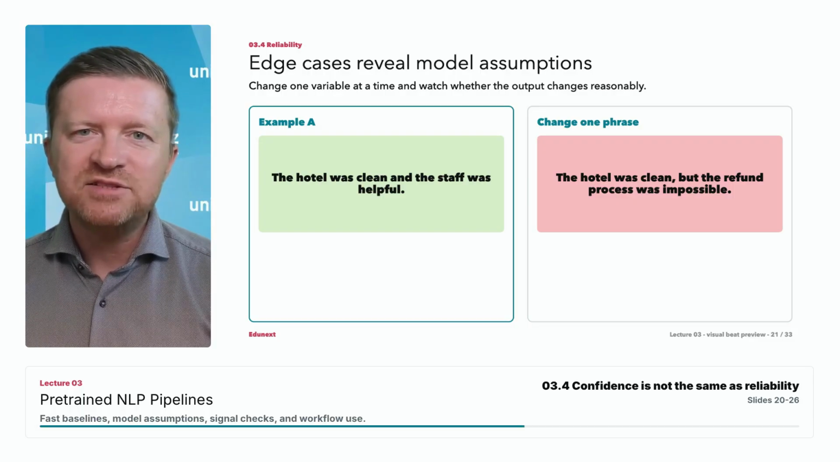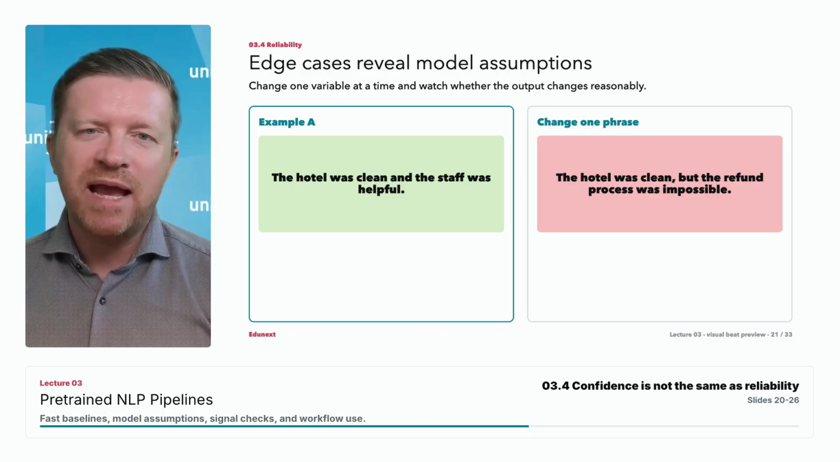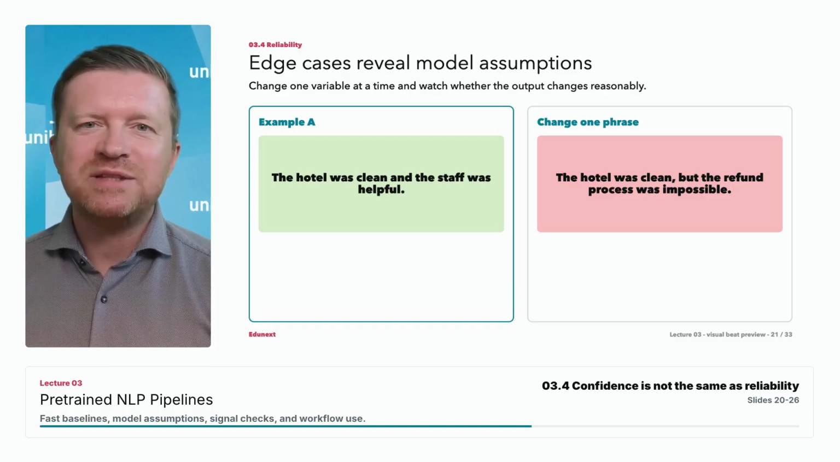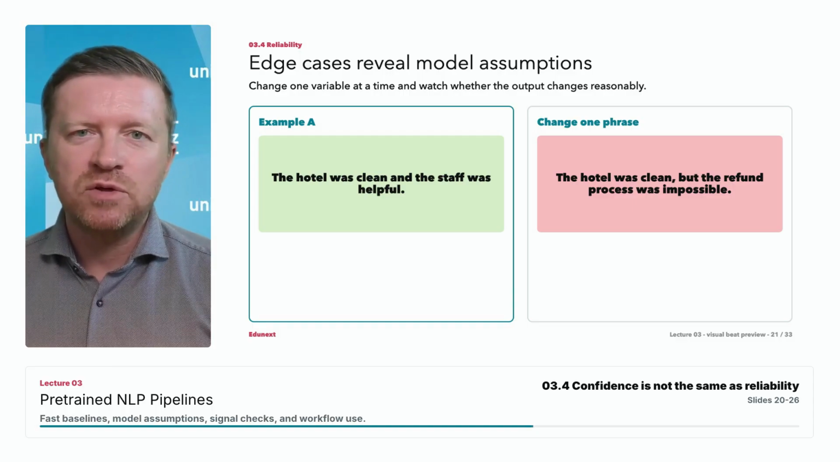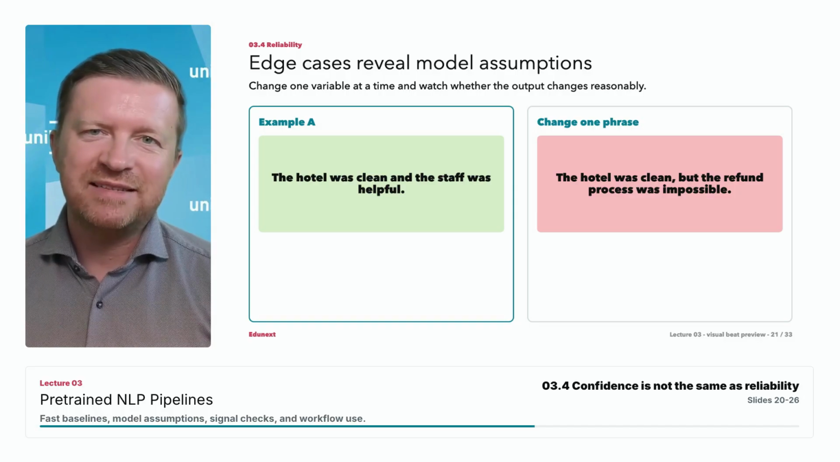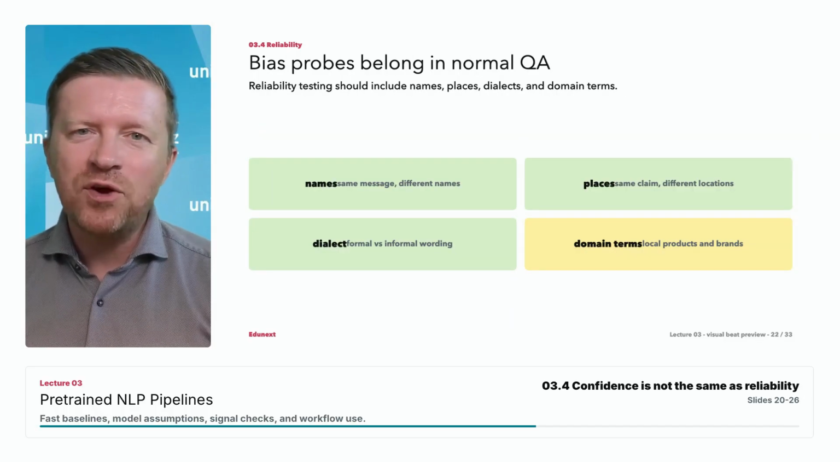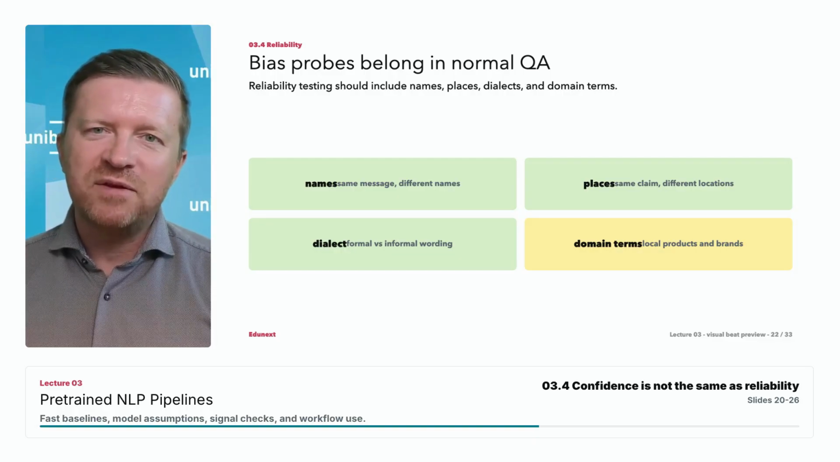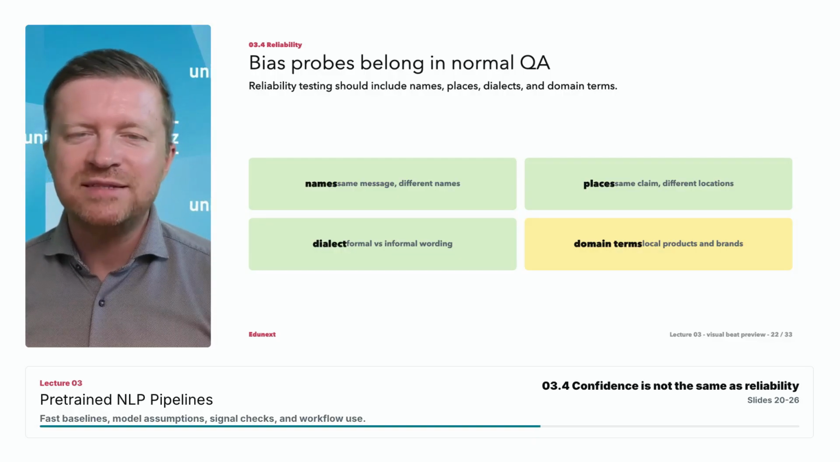Take one sentence, change one element, and see whether the model changes in a reasonable way. For sentiment, you might compare, "The hotel was clean and the staff was helpful," with, "The hotel was clean, but the refund process was impossible." The second sentence is not simply negative in every word, but the business problem is serious. You want to know whether the model reacts to the part that matters.